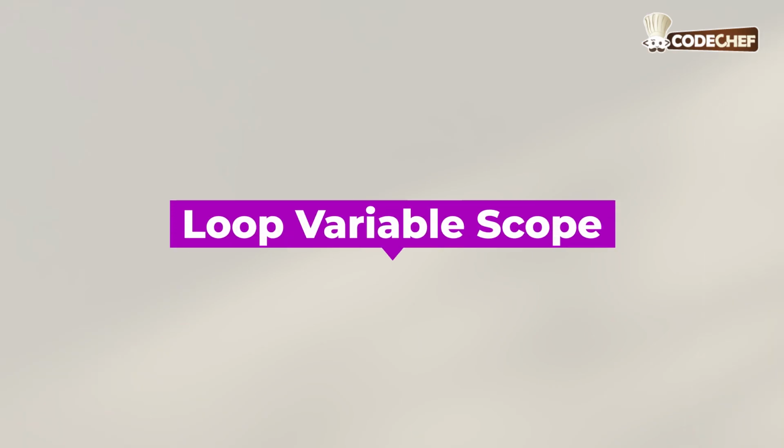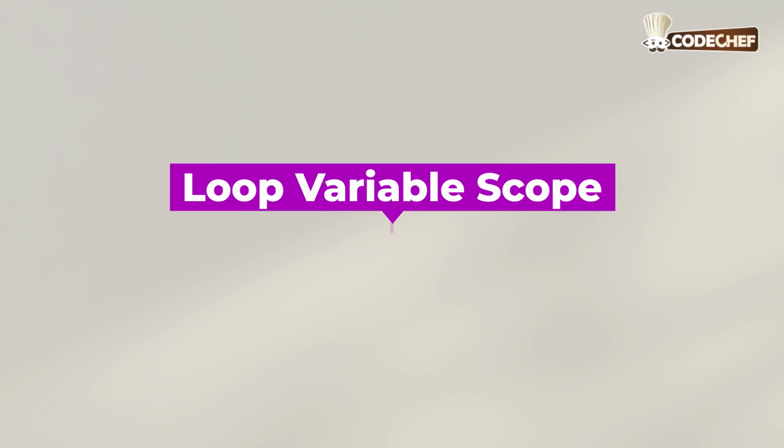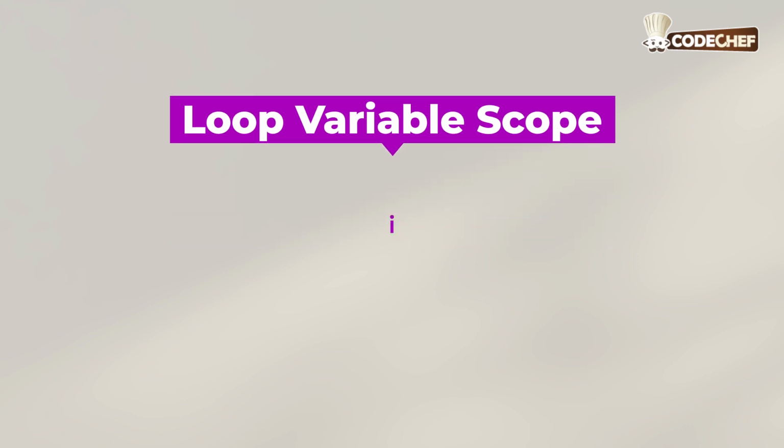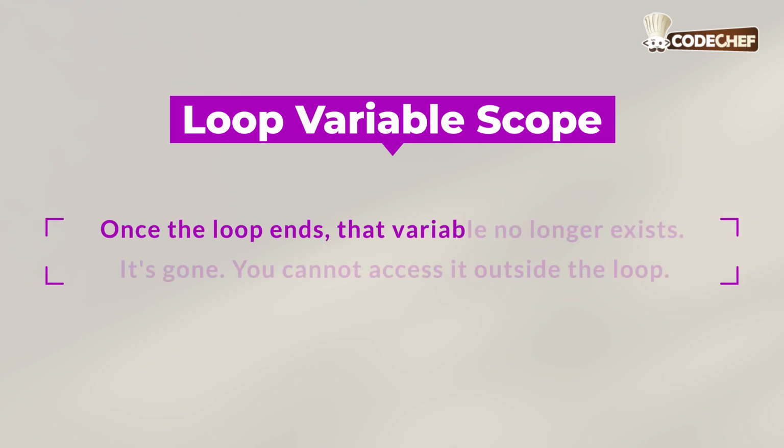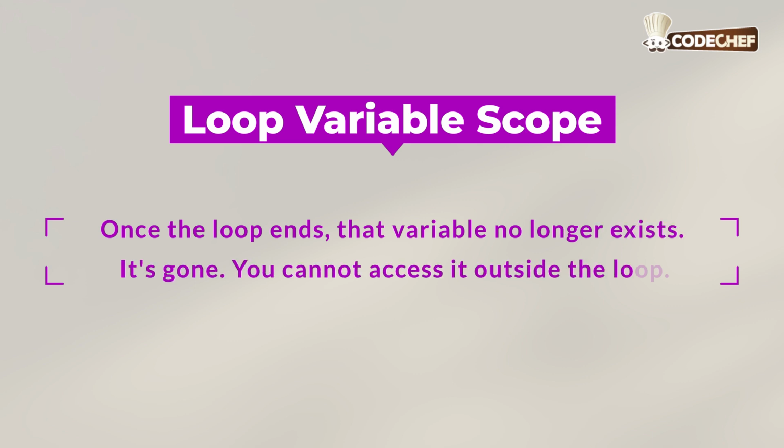Finally, let's understand loop variable scope. In our previous video, we used variables like i in our for loops. But where can these variables actually be used? The answer is only inside the loop. Once the loop ends, the variable no longer exists. It's gone. You cannot access it outside the loop.